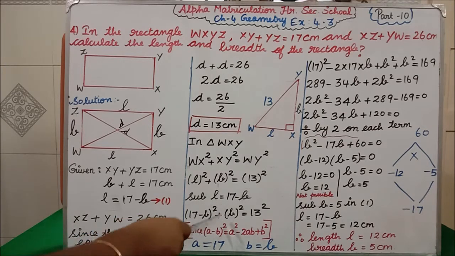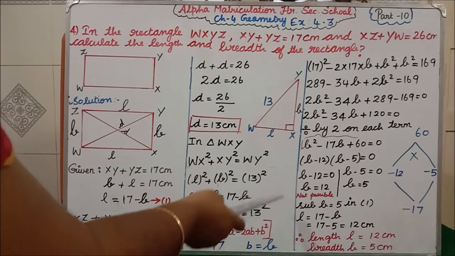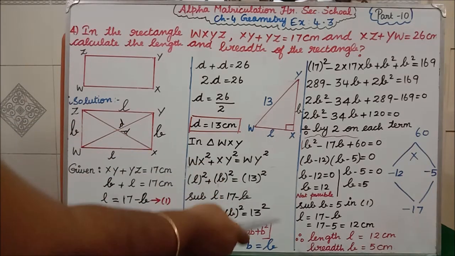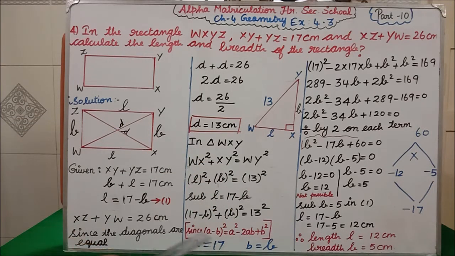Students, look at this part, 17 minus B the whole square, alone. What does it look like? It looks like what formula? A minus B the whole square formula, isn't it? What is that? A square minus 2AB plus B square. From 7th and 8th standard onwards we have learned this formula, isn't it? A minus B the whole square is equal to what? A square minus 2AB plus B square. Clear? In the place of A, what do I have now? 17. So A equal to 17. Then in the place of B, what do I have now? The same B. So B equal to B.